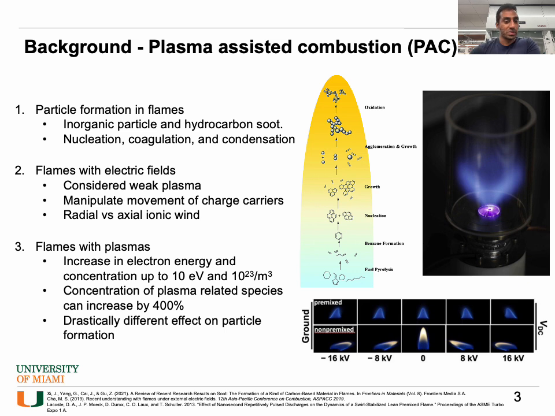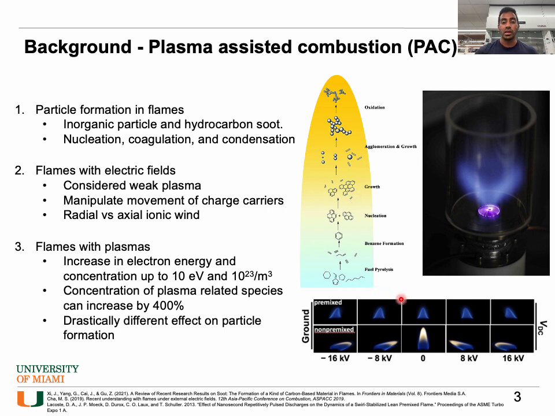Now, particle formation in flames has been studied extensively over the last few decades, and from all these studies, it has been found that this process happens over several stages, where the first clusters are formed by the mechanism of nucleation, where they come together, and then they further grow by a mechanism of coagulation and condensation. Now, as the flame itself is an active region of chemical reaction, there is a large concentration of charge carriers and radicals present, which is why a flame in itself is considered to be a weak plasma.